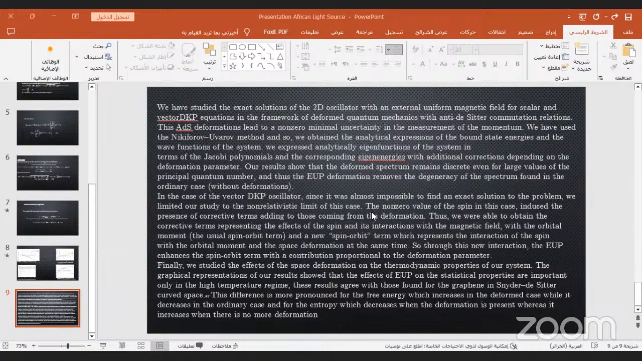Also, we have shown that the results agree with those found for graphene in Schwarzschild-de Sitter curved space, and this difference is more pronounced for the free energy, which increases in the deformed case while it decreases in the ordinary case. Also for the entropy, which has a relation between the free energy and the entropy of these thermodynamic properties. Thank you for your attention, and thank you for your patience.